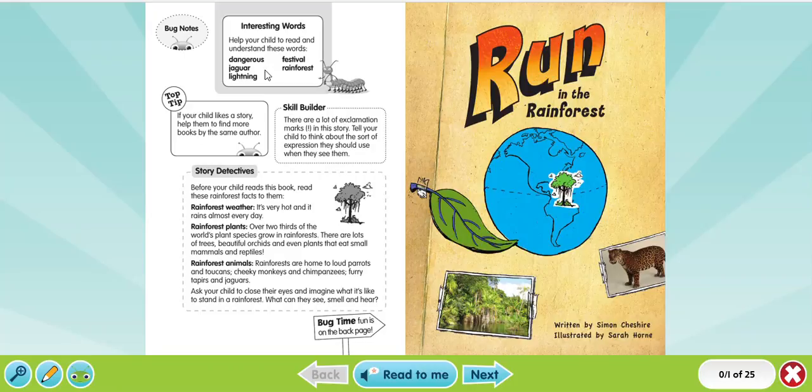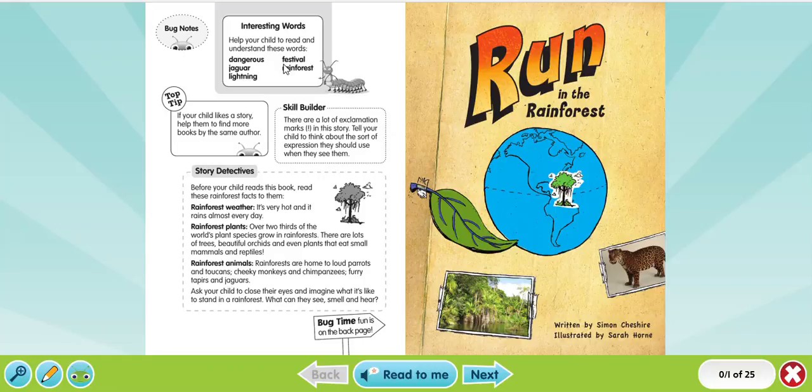Jaguar. How many syllables do you think jaguar has? 2 syllables. Jaguar. Jaguar. The third word is lightning. How many syllables does lightning have? Correct. 2 syllables. Lightning. Lightning.